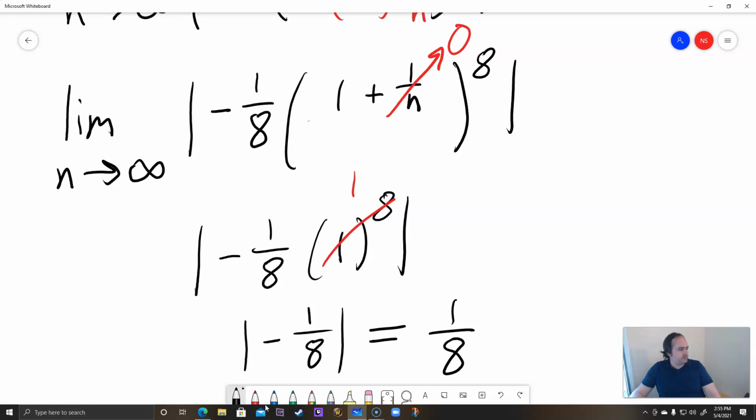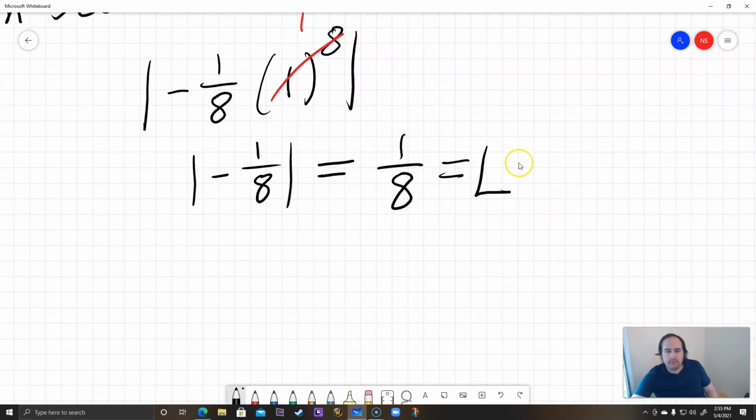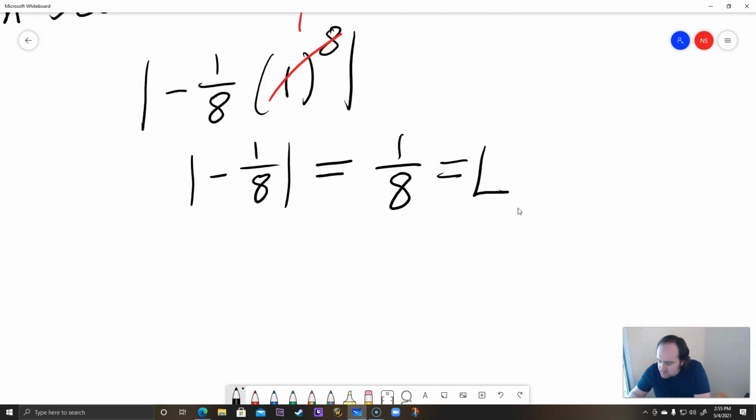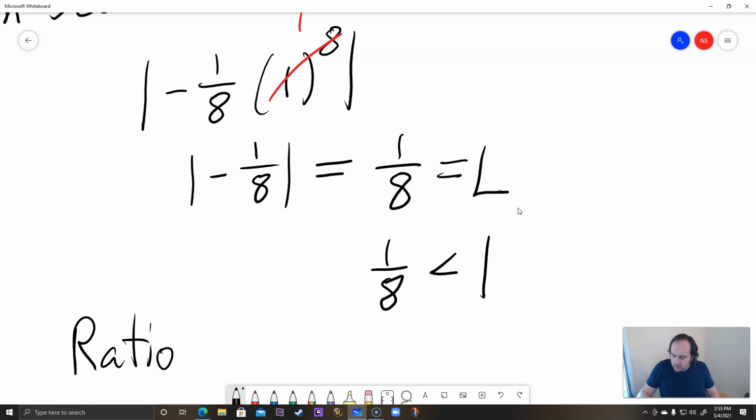Okay? And this is going to be our L that we got from the ratio test. So L equals 1/8. And because 1/8 is less than 1, by the ratio test, we know that the series converges absolutely.